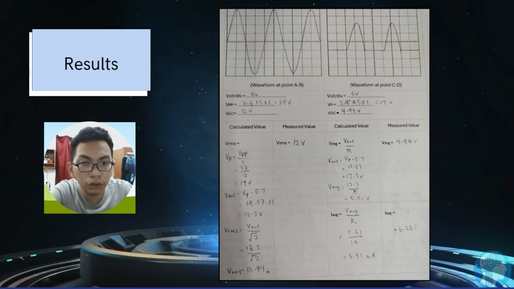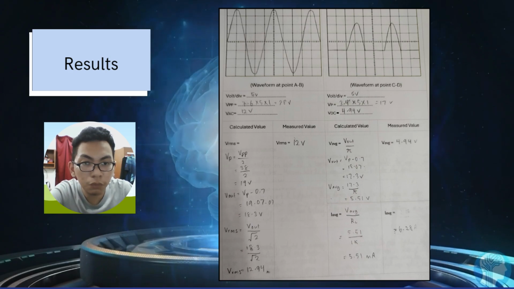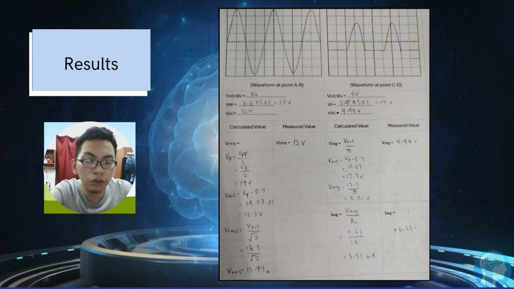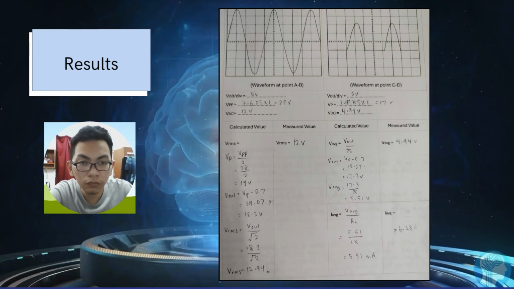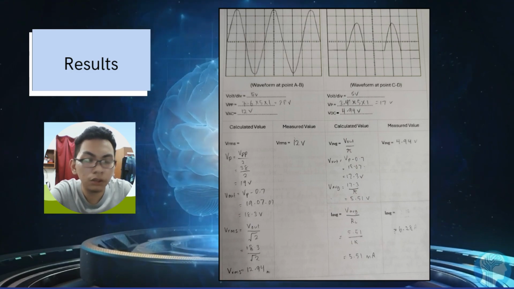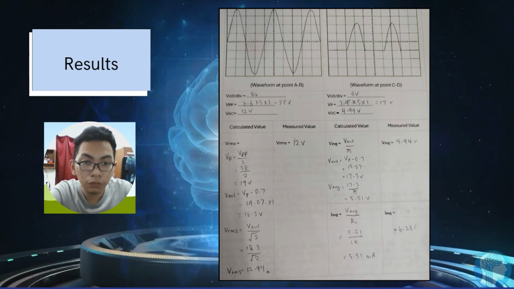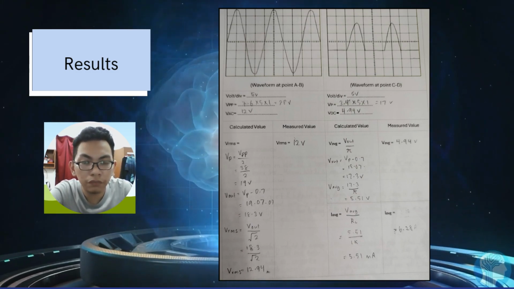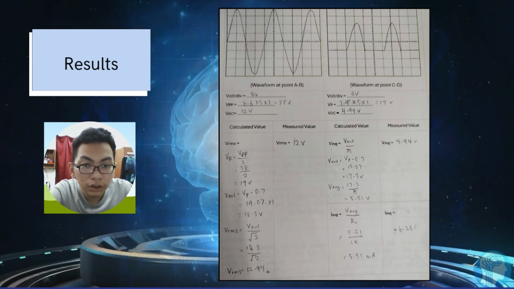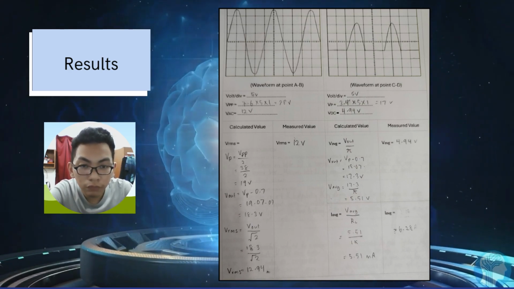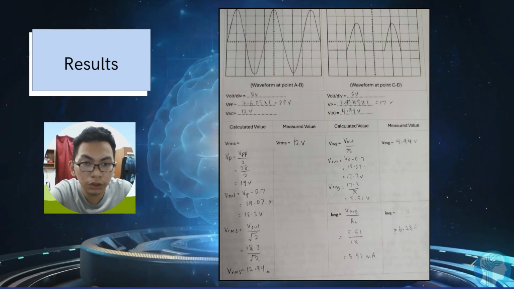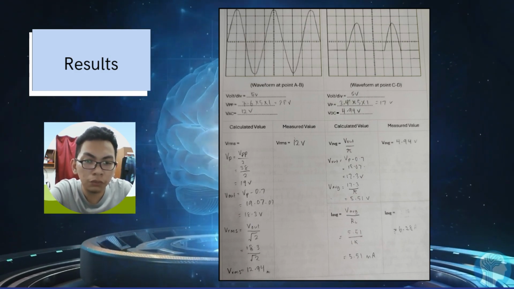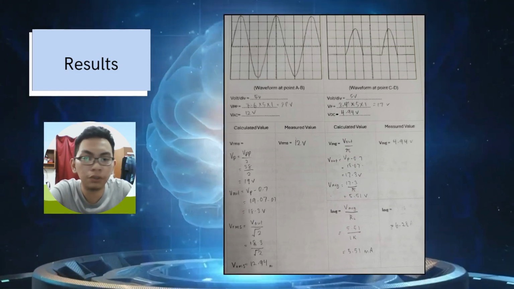V out equals Vp minus 0.7, and it will be 70.3 volt. The V average equals 17.3 volt over pi, which equals 5.51 volt. For the I average, it is V average over RL, so 5.51 over 1 k ohm, and I average equals 5.51 milliampere.